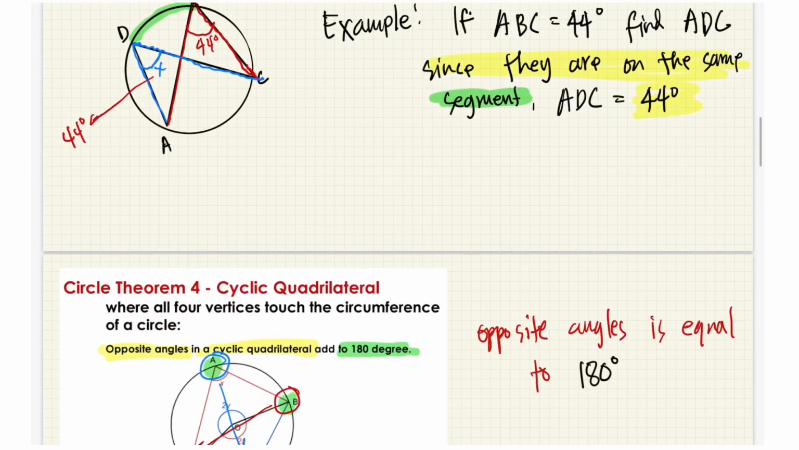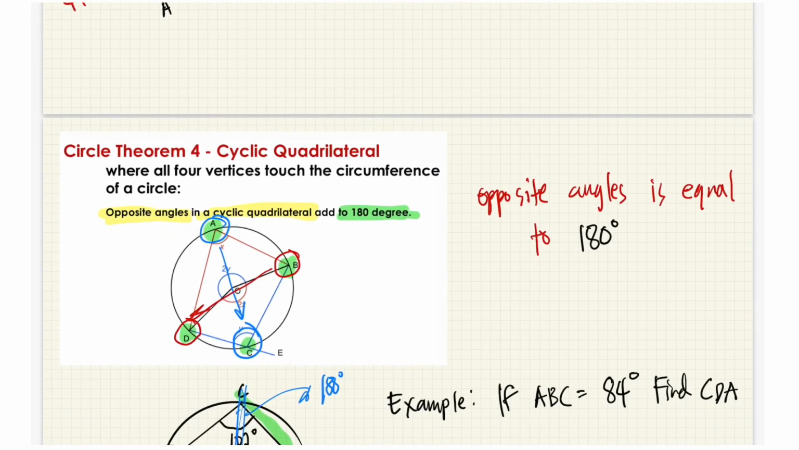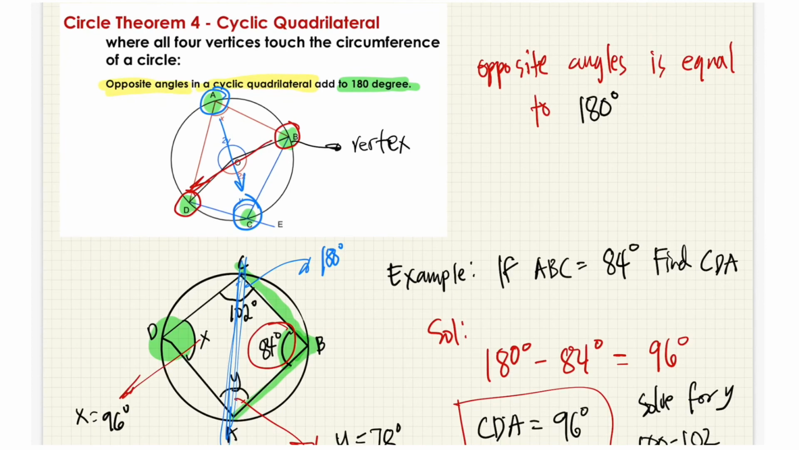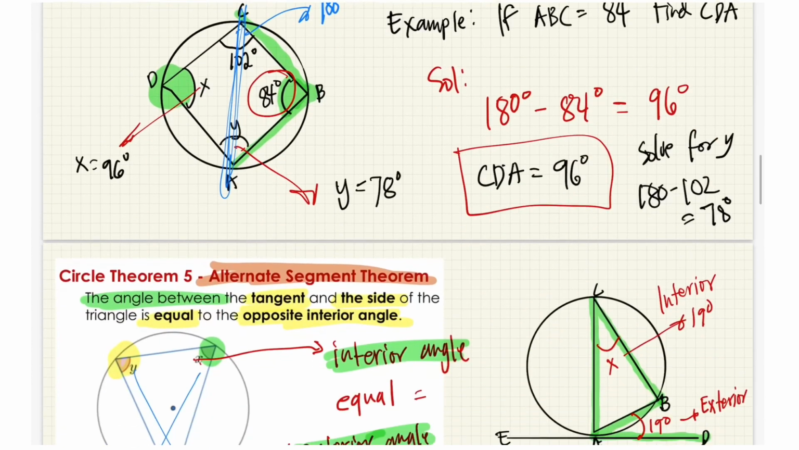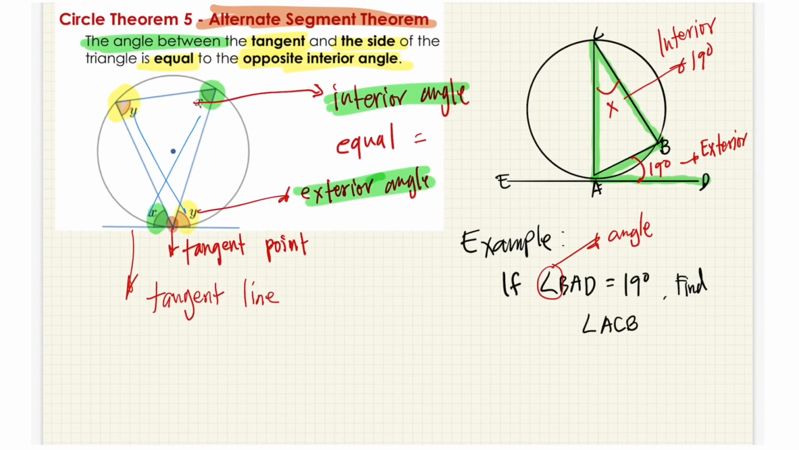Next is the theorem of cyclic quadrilaterals. There's a quadrilateral inside a circle. You make sure that the 4 vertices touch the edge of the circumference, and the opposite angles add up to 180 degrees. The fifth theorem that we discussed today is the alternate segment theorem. Alternate interior to exterior, they are equal. I hope it's clear.